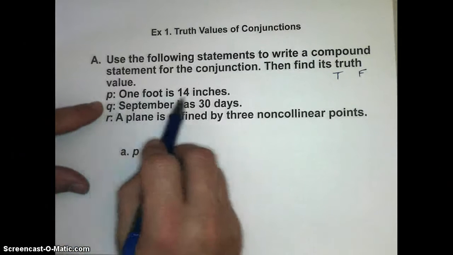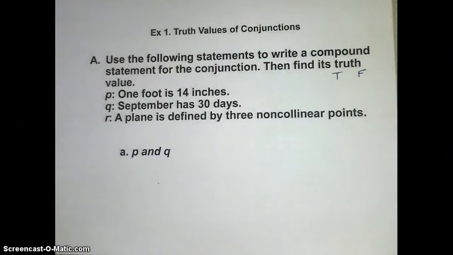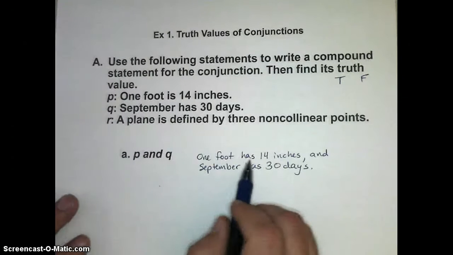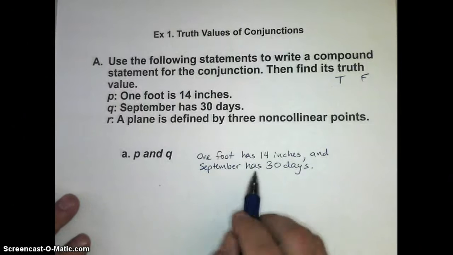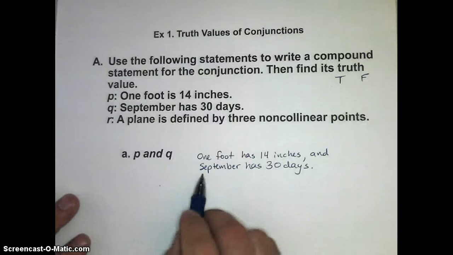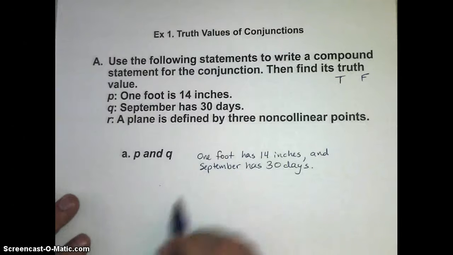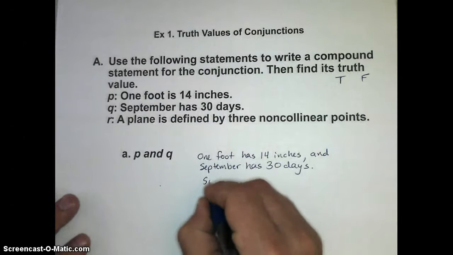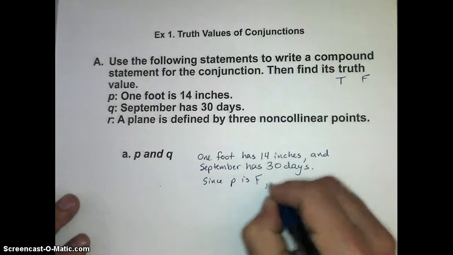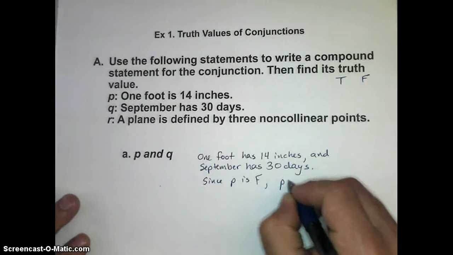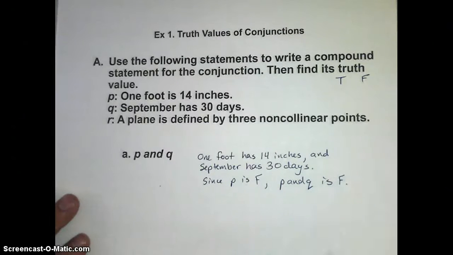P is 1 foot is 14 inches. Q, September has 30 days. So this is what your compound statement should look like. 1 foot has 14 inches and September has 30 days. In order for this statement, the whole sentence, to be true, both of these parts have to be true. Now, while September does have 30 days, 1 foot does not have 14 inches. Since this first part, P, is false, then our conjunction, P and Q, is false.